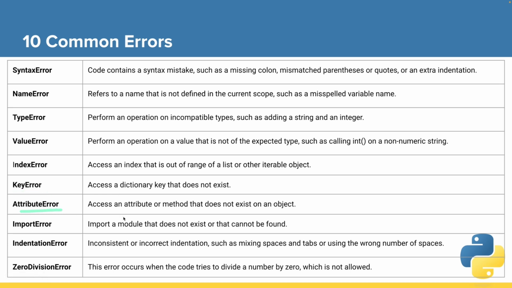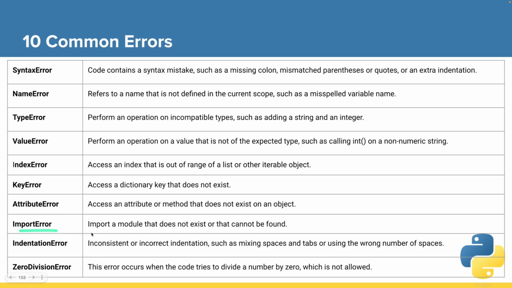Attribute error, trying to access an attribute or method that does not exist on an object. Like if we try to do string dot to upper, that method on the string class, that will work. But if we say dot to upper with 1p, that's an attribute error.